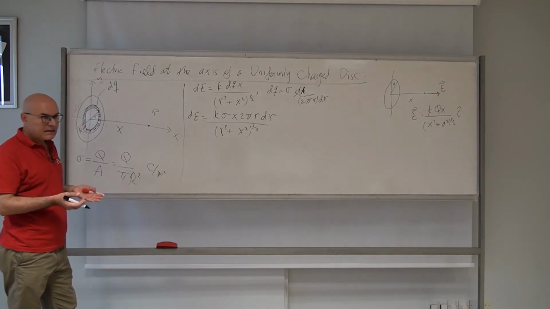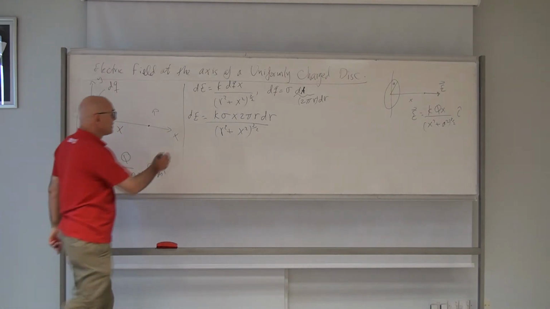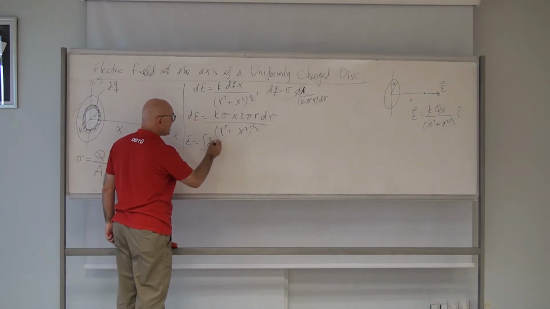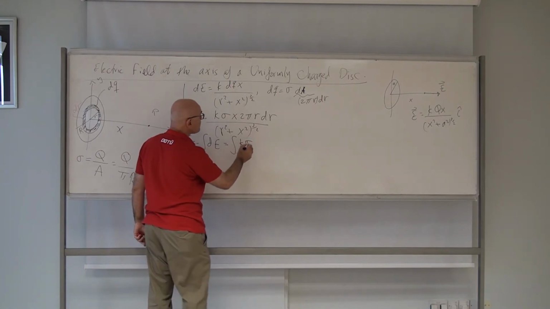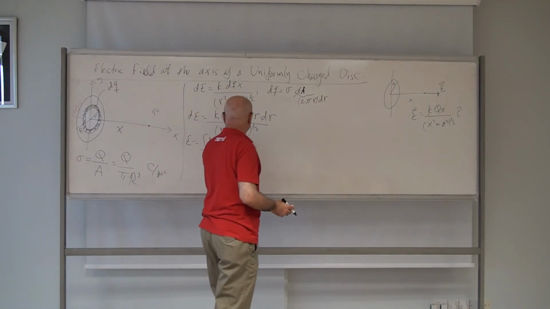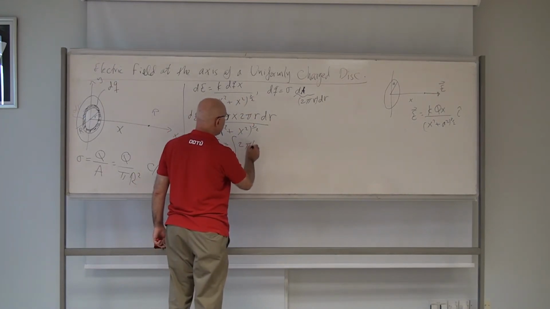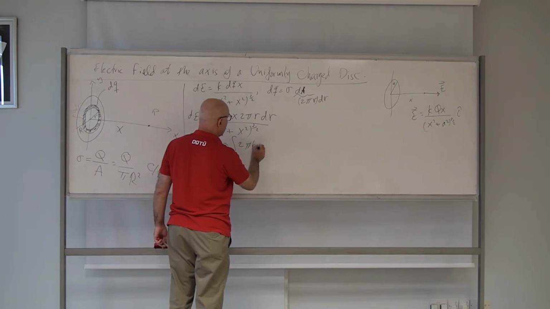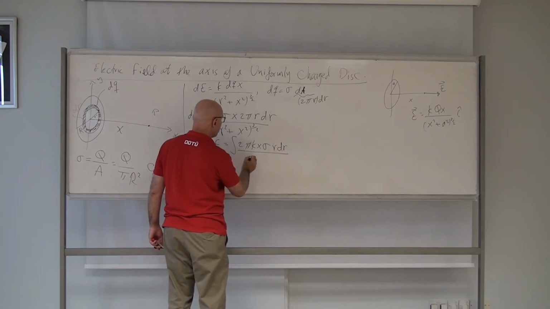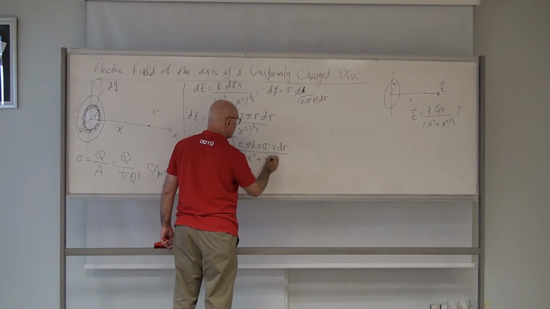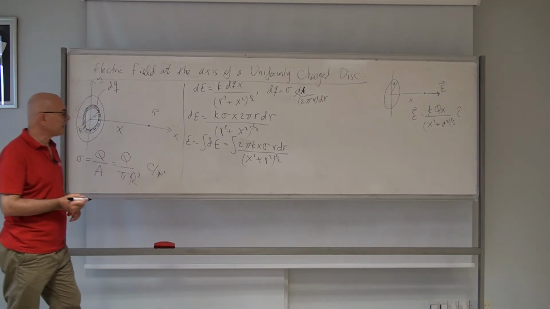Now, the next step is to add up all these dEs, in other words, to integrate. So my E is the integral over dEs, okay? And this will be the integral over k sigma. Let me write it in a more compact form. So we can write it as 2 pi k x sigma r dr divided by x square plus r square to the power 3 over 2. Okay? So this is when you integrate.